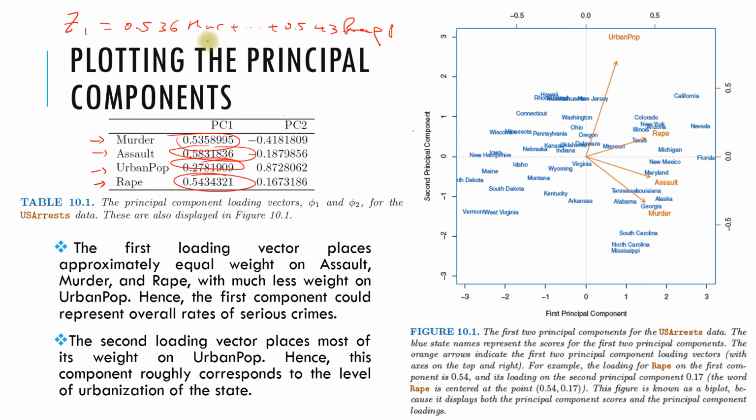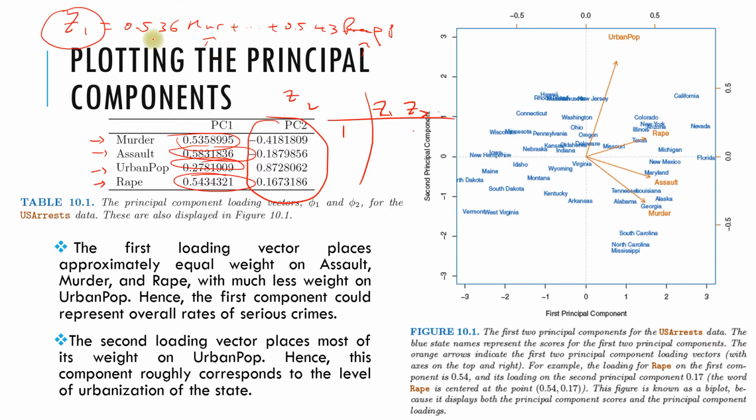If you have a certain value of murder and a certain value of rape, you just need to replace them in the formula. You will get a score for Z1. Then you need to do the same thing for Z2, applying the formula for Z2. Just imagine you have a data set here. The first observation is here. You would have your new components Z1, Z2.